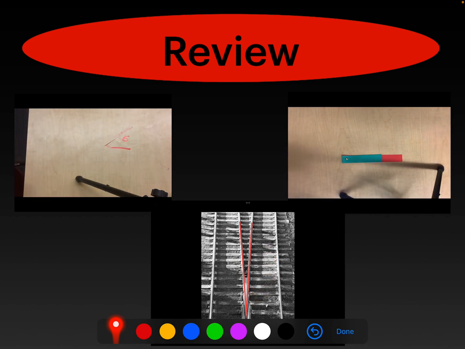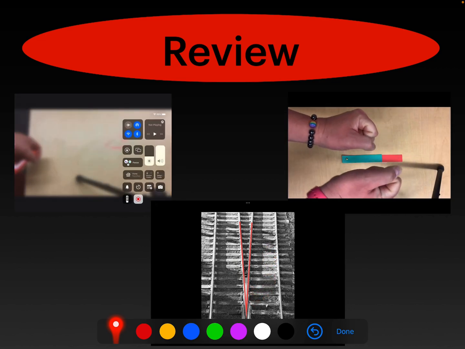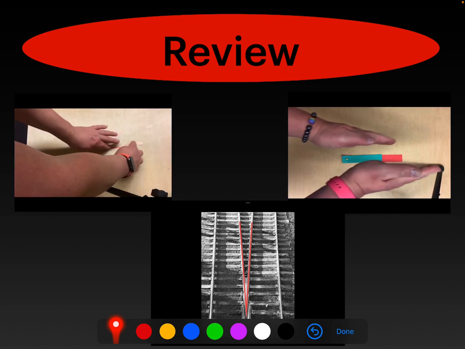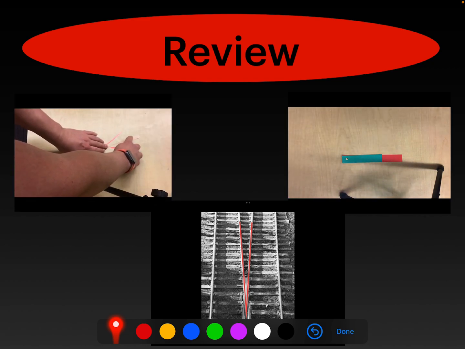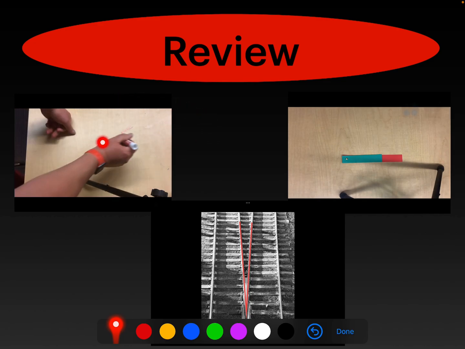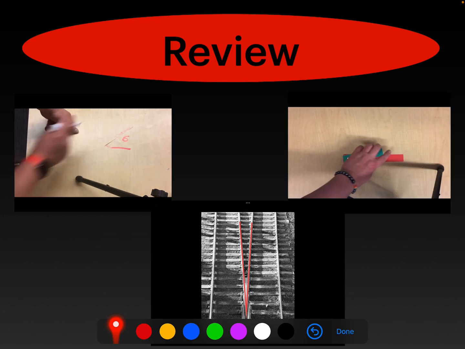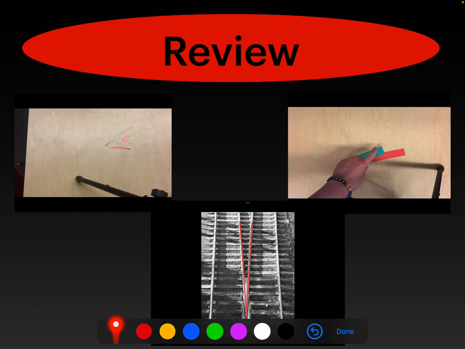Now, what do you think about that? How accurate would it be to measure this angle by using a non-standard unit, such as Philip's ultimate measurer there? I'm going to press pause here.